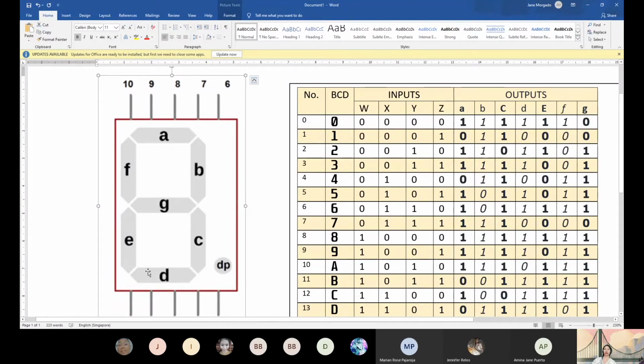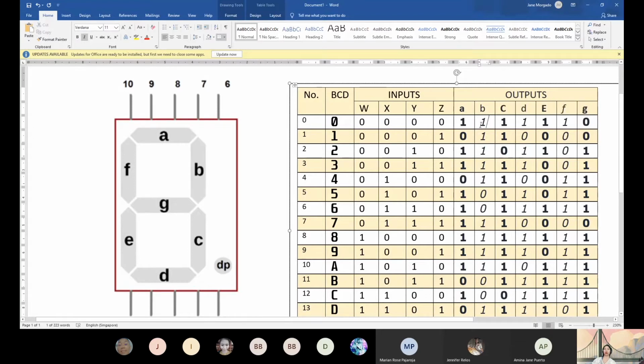Is that right, class? Again, to have an output of 0, A, B, C, D, E, F must be on, except for G. To turn on the light, you need an output of 1. So A is on, B is on, C is on, D is on, E is on, F is on, G is off. G is 0.